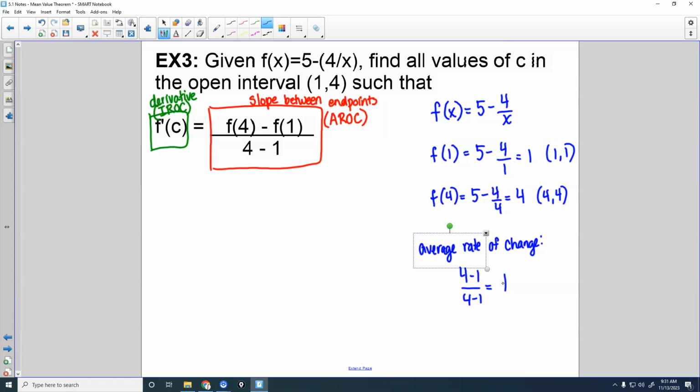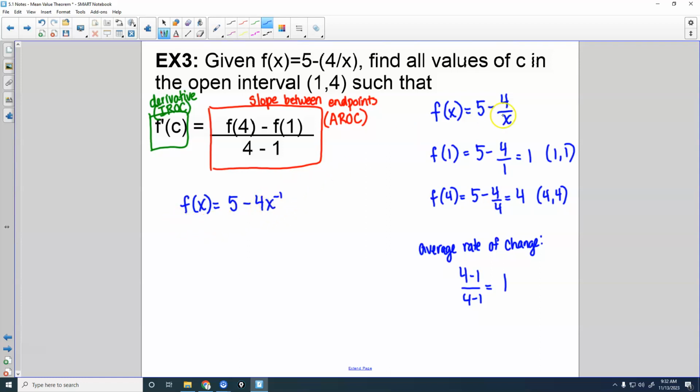We need a derivative of this also, because the derivative has to equal that average rate of change. What would you guys do to find that derivative? You can use quotient rule. There's an easier way. I would do this. I would make this 4x to the negative 1. If you do that, you don't have to do quotient rule.